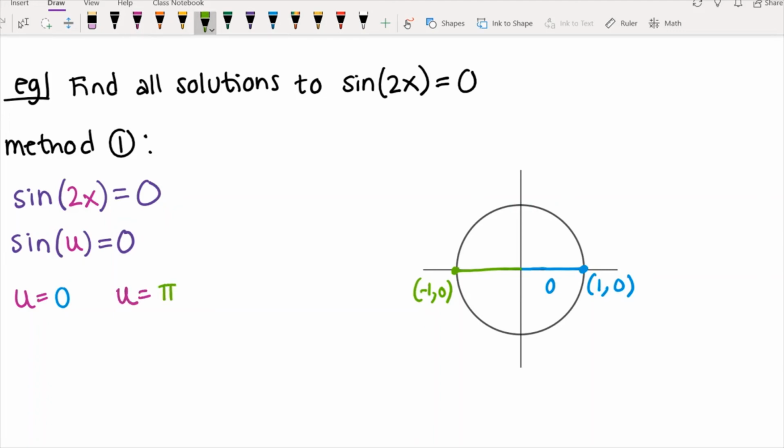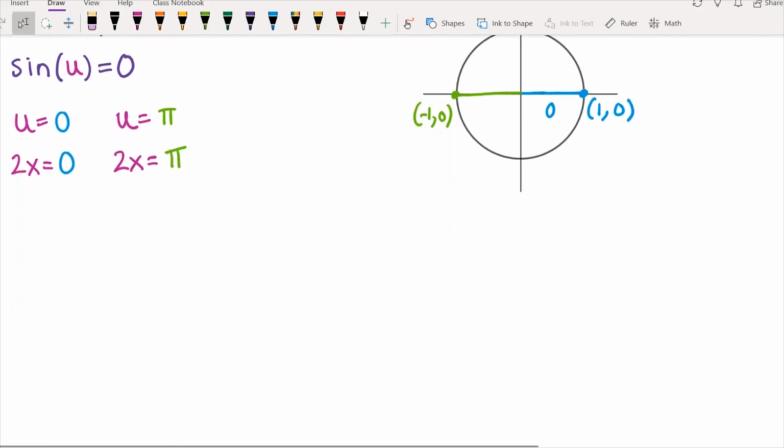But like we did on these last questions, we want to then rephrase this and say, okay, well, we're not really looking for u, we're looking for x. So we want to rewrite this as 2x, and then see what that gives us for each of these. So for the first one, it's still going to be 0, right? Because 0 divided by 2 is still 0. But for the second solution, we're now going to get pi over 2.